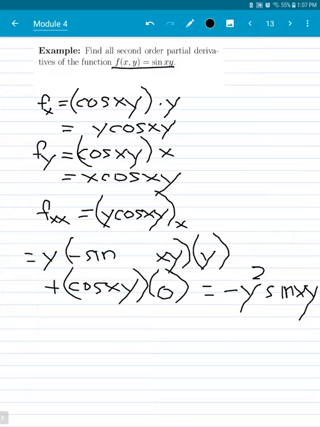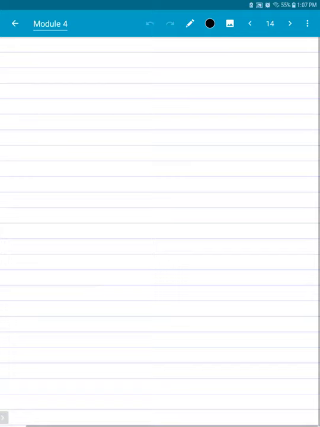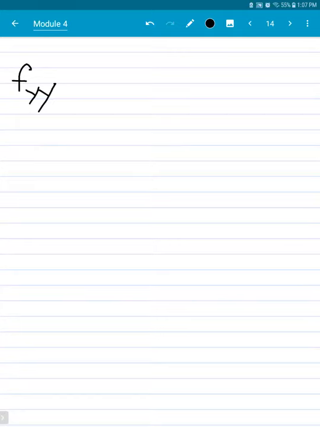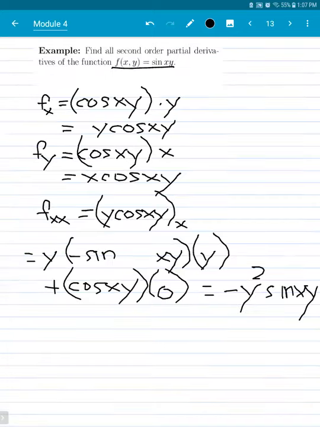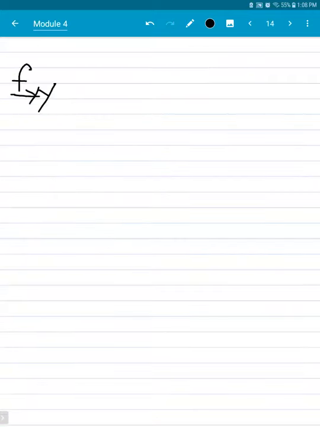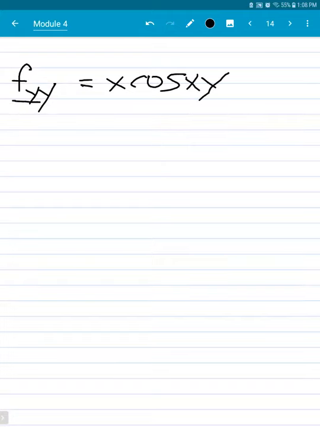Okay. Next, partial with respect to y with respect to y. So how do we get this one? We are going to differentiate this function with respect to y. And that is already found here. So I will just be copying this one, x cosine xy. X cosine xy is partial of f with respect to y, the first derivative.